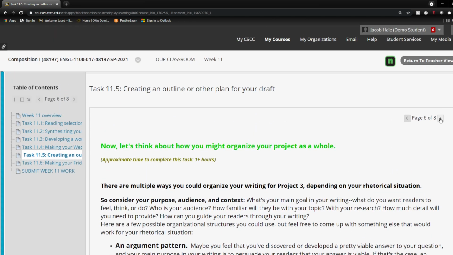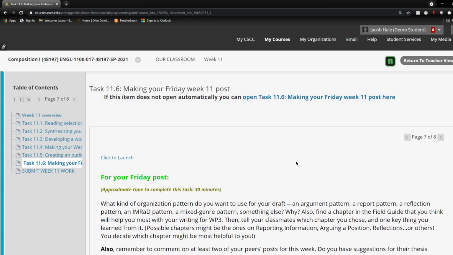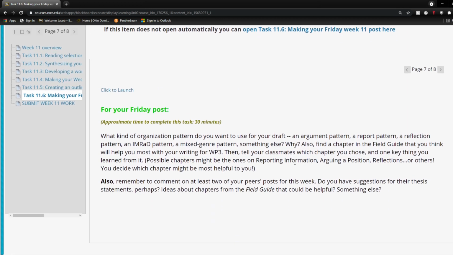Our next task, there we go. 11.6, this is making your Friday discussion board post. For your Friday post, what kind of organization pattern do you want to use for your draft? And why do you think that pattern will work well for you? Also, find a chapter in the field guide that you think will help you most with your writing for Writing Project 3. Then tell your classmates which chapter you chose and one key thing you learned from it.